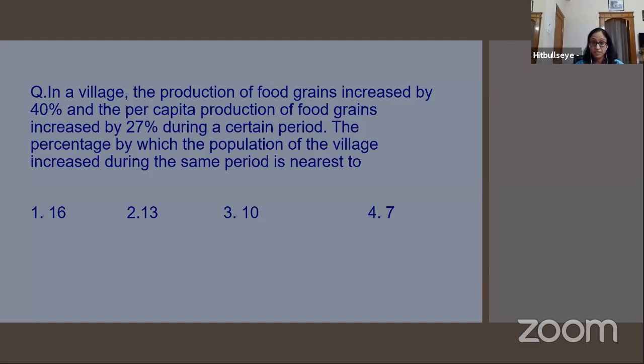Okay, so Abhinav's answer is 10. Very good, Abhinav. Your answer is correct. Anyone else has got the answer?